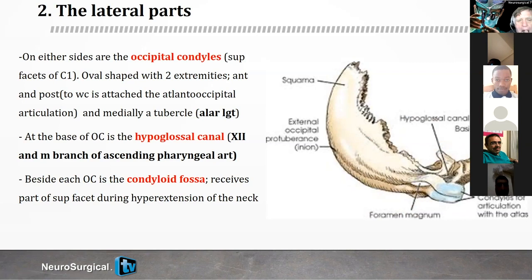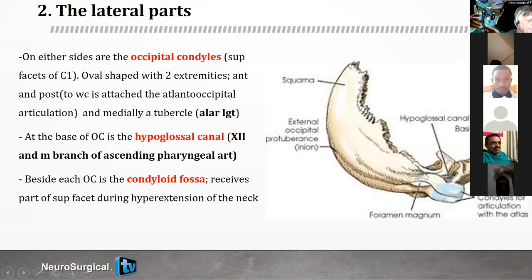It is oval in shape with two extremities. We have an anterior extremity and a posterior extremity, to which is attached the atlanto-occipital articulation. Medially to it, we have a tubercle, which gives insertion to the alar ligaments. At the base of the occipital condyle, we have the hypoglossal canal, which gives passage to the 12th nerve, the hypoglossal nerve, and the meningeal branch of the ascending pharyngeal artery.